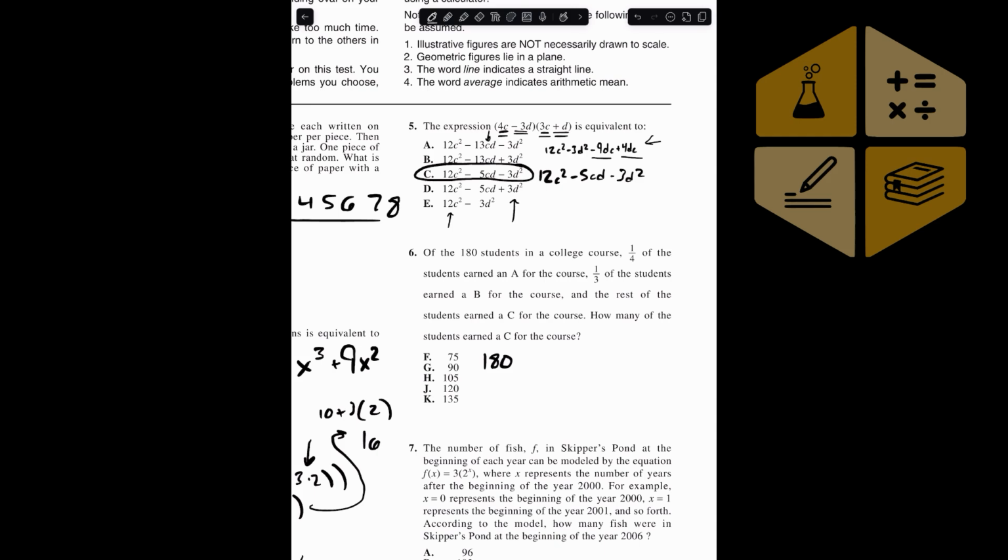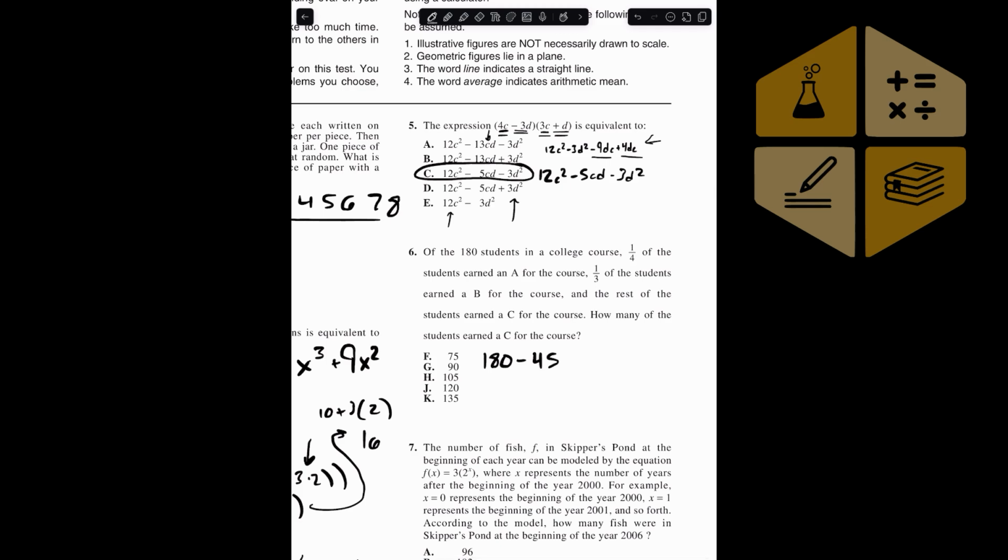So to subtract off the number who made an A, let's just start with that. So 1/4 of 180 made an A. You can go to your calculator, you can say 180 divided by 4, you can say 180 times 0.25. Either way, you're going to see that 45 students earned an A.